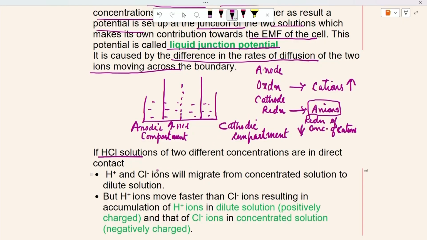Now, what happens is, when HCl tries to move, there are two ions moving, the H plus ions and Cl minus ions.